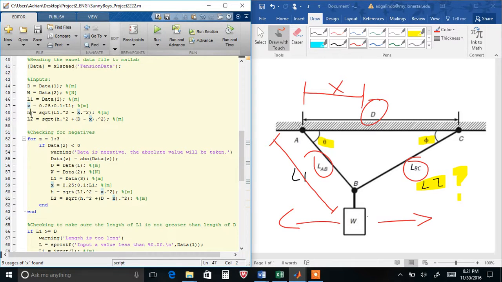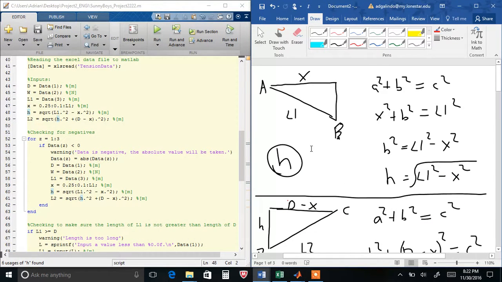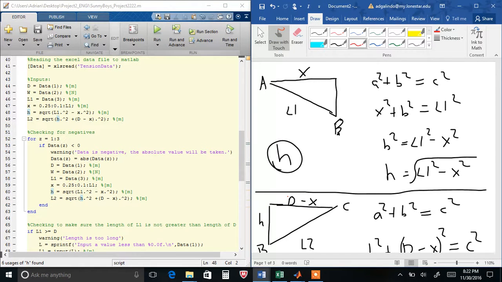Then we have H, which is the height. H will be this value right here. Drawing that line through the big triangle splits it into two triangles, and we use the Pythagorean theorem to solve for height. I'll show you right now. If you look right here, we know X, L1 is an input, and X is the range that we created.